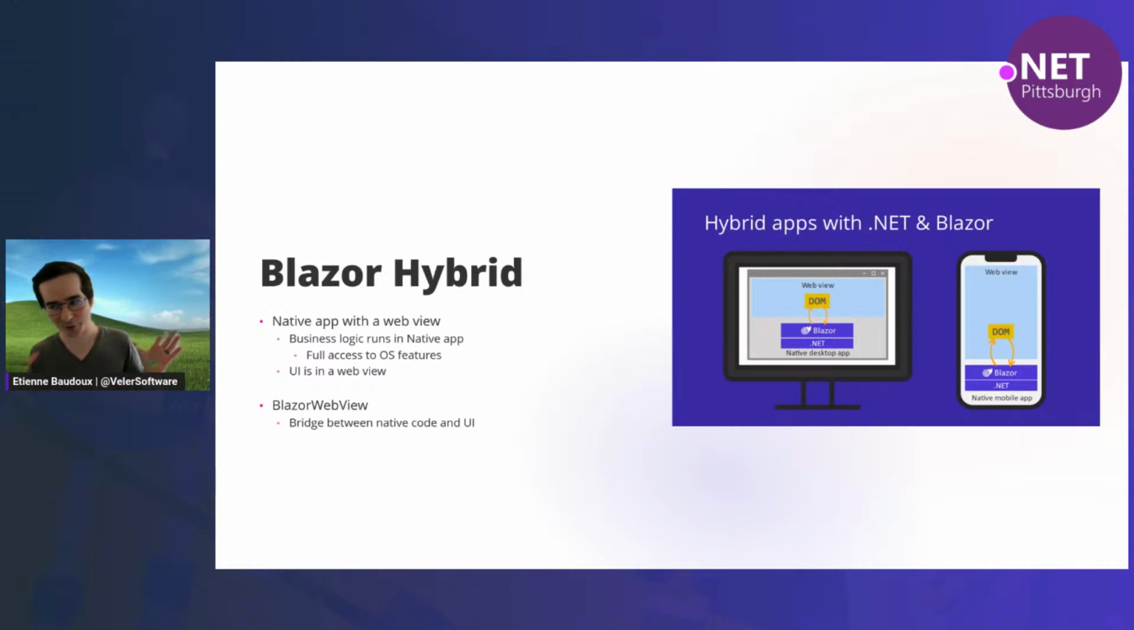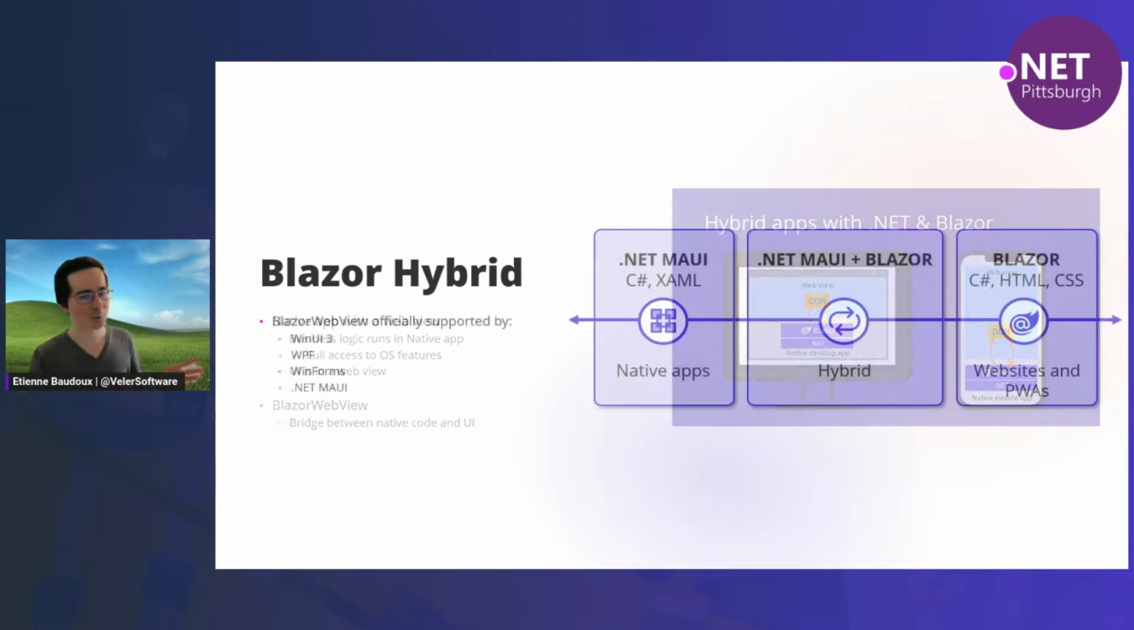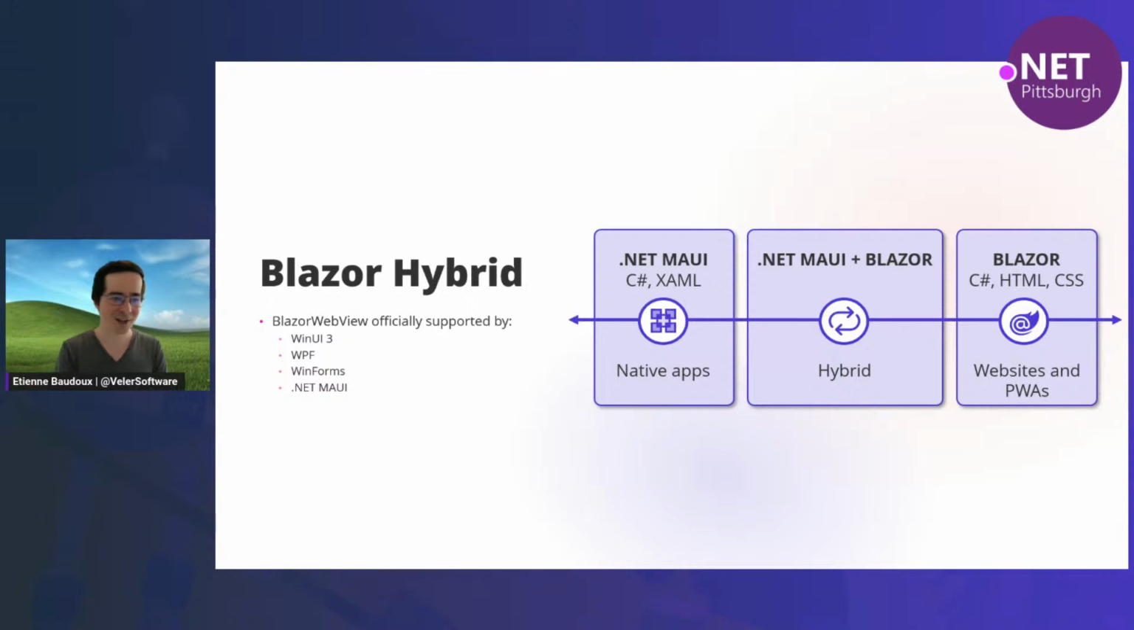And so then to make the communication between the web view and the native code in .NET, we use a magic component that is called the Blazor Web View. And this magic component in question is officially developed and supported by Microsoft for WinUI 3, WPF, WinForms, and .NET MAUI. And because it's .NET MAUI, therefore it works on iOS, Android, macOS, on top of Windows. So this is really nice. I really like it personally.